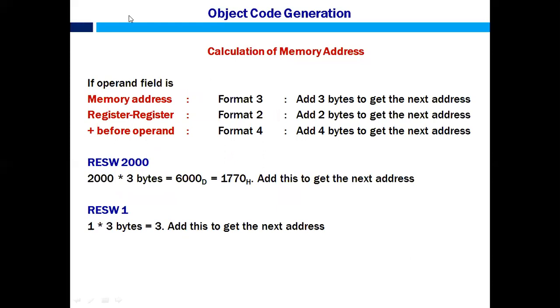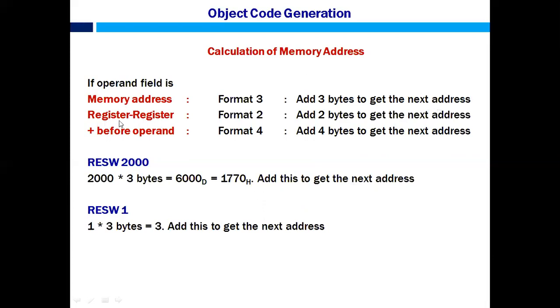Then in the object code generation, we will have to calculate the memory address, that is, the location of each of the instructions. That's very, very important. We are going to calculate the memory location. So how do we calculate the memory location? Let us see in detail. If the operand field is a memory address, let's say ADD or something, which is in format 3, then we need to add 3 bytes. The SIC machine takes 3 bytes of memory. So add 3 bytes to get the next address.